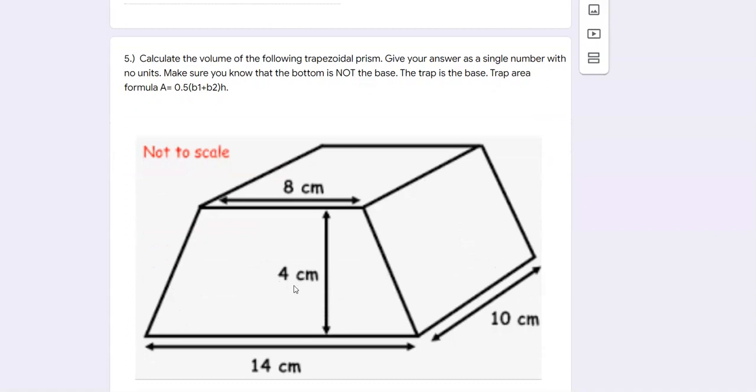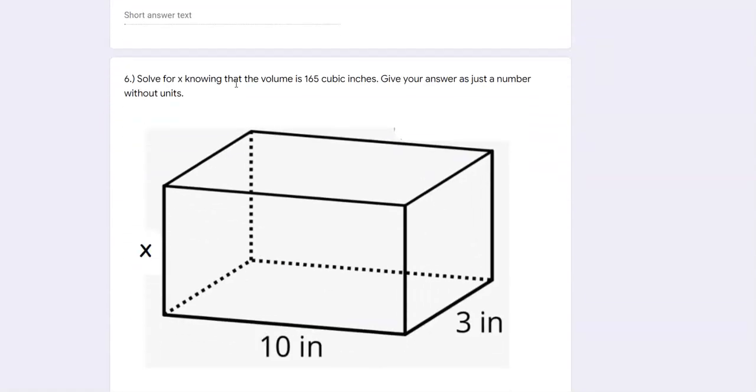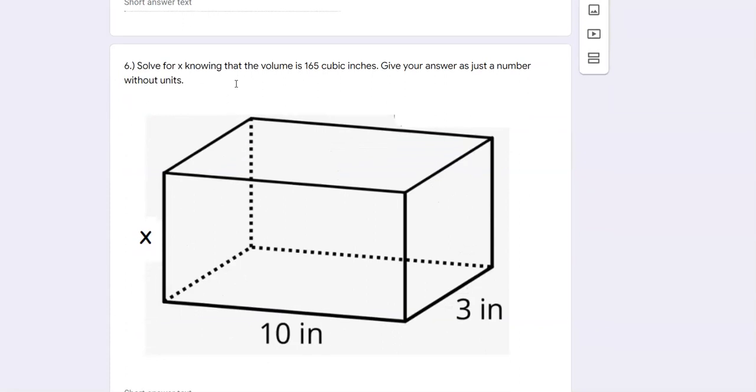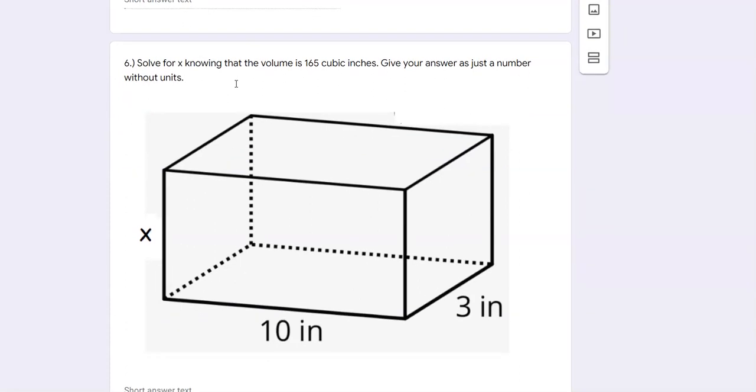You do have some figures that you might need to be reminded of what the formula is. So you have a trapezoidal prism. You might need to remember what the formula is for a trapezoid. And then actually I wrote it right there, which is nice. So just make sure you're reading how I ask for the answers. If it says no units and you write 12 IN for inches, it's going to mark it as wrong.